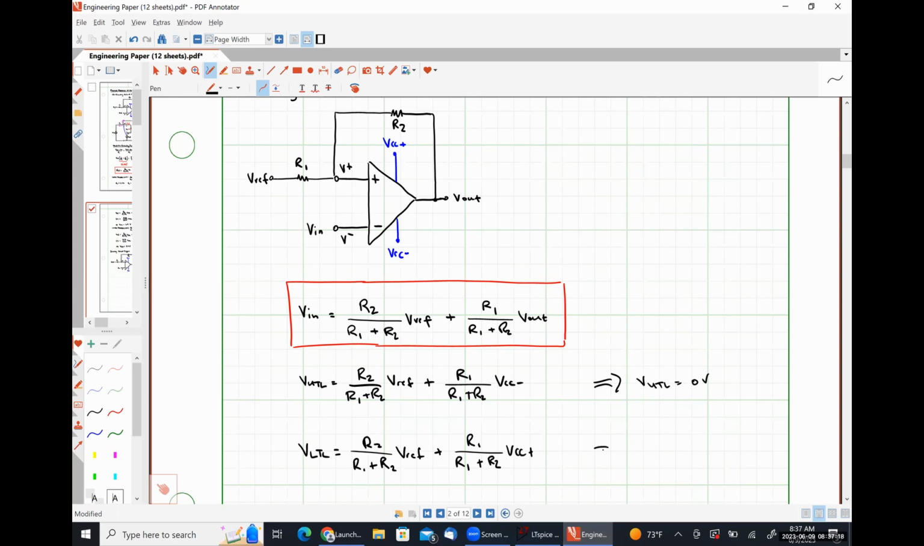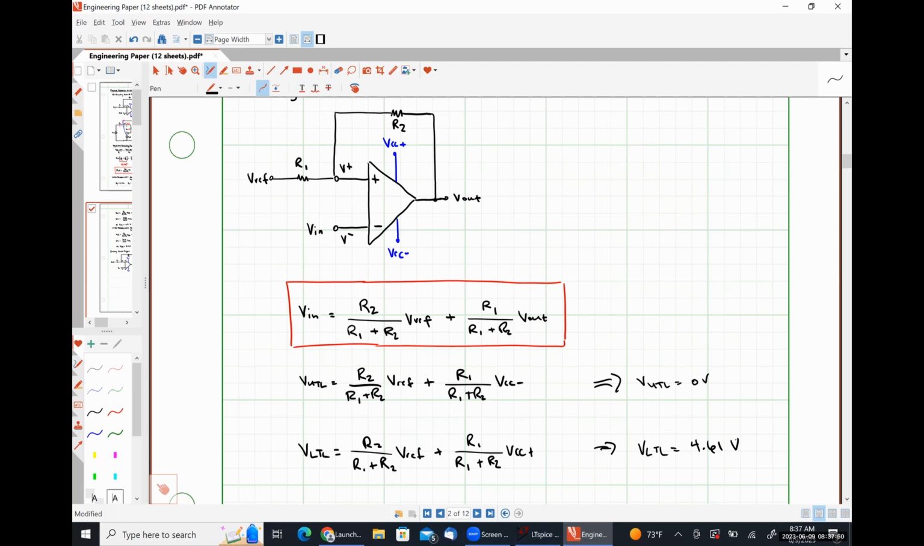0 volts, and 10 over 13 times 3 plus 3 over 13 times positive 10, 60 over 13, sorry, 4.61 volts. So pretty much exactly what we would expect based on the graph that we had.